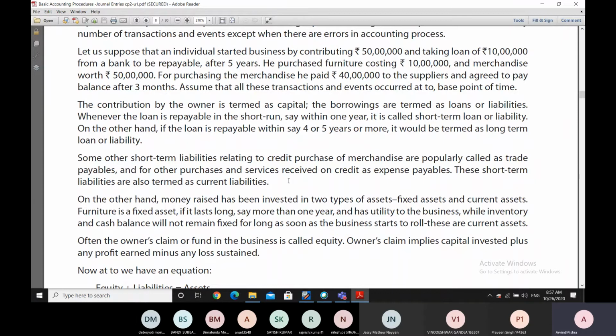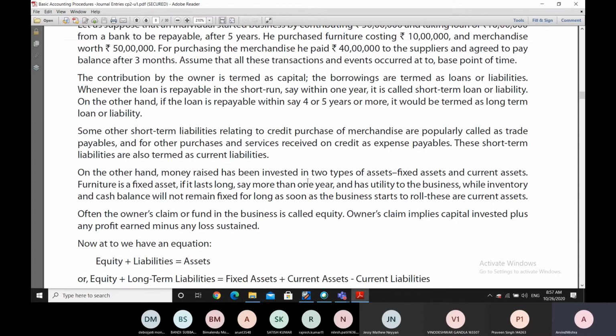And for merchandise purchases, we use the word trade payables, and for other purchases and services which we receive on credit, we use the word expense payables for the liability. Now, these short-term liabilities are called current liabilities, which are repayable within 1 year.